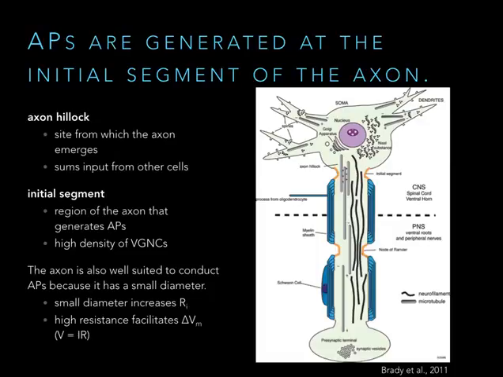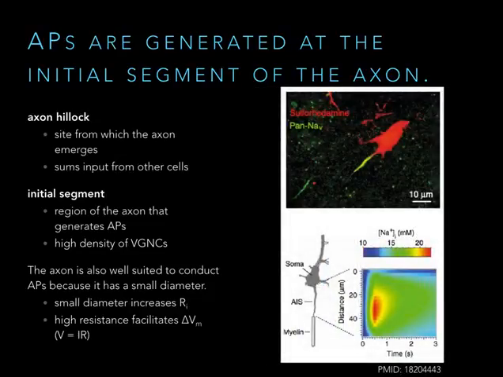V equals IR. So we have the same amount of current from our cell body now in a much smaller area. That increase in the internal resistance causes that same amount of current to create a much bigger potential change. So the initial segment of the axon, because it has that thin diameter, has that high internal resistance, and we get big changes in the membrane potential from the same amount of current. It's also littered with voltage-gated sodium channels.